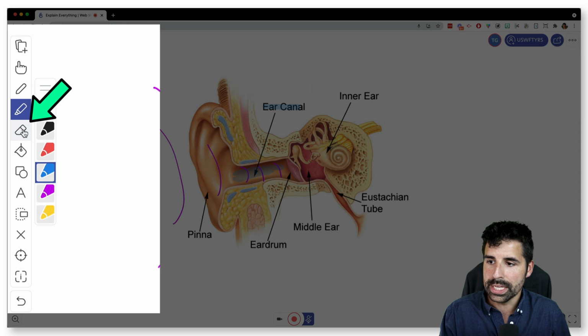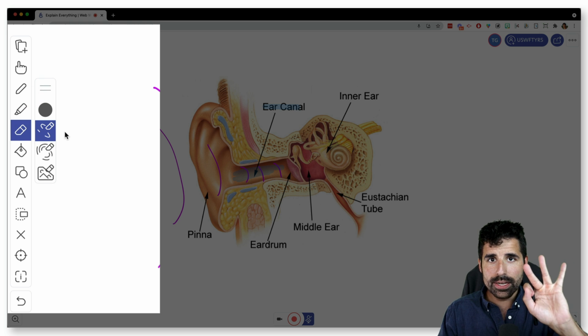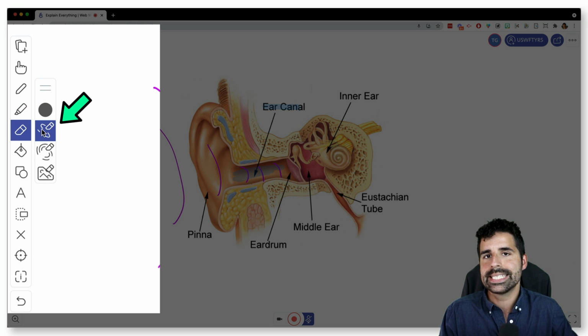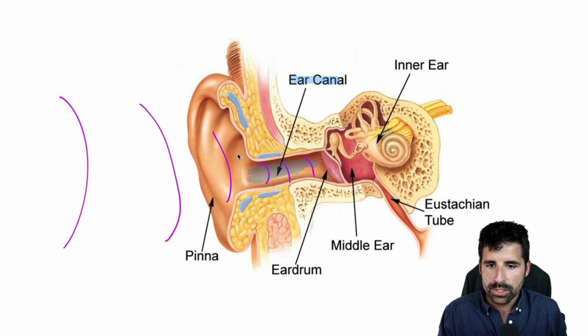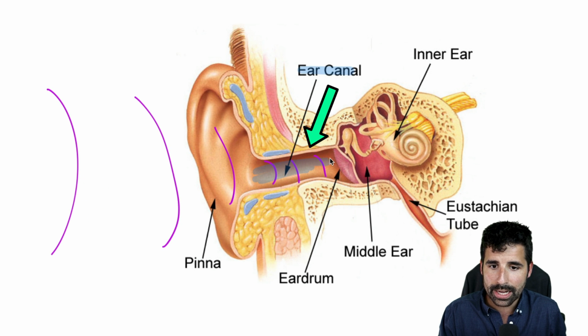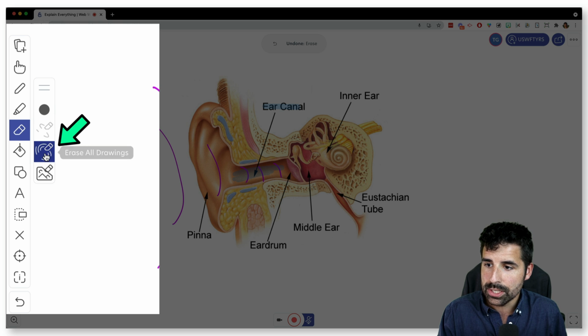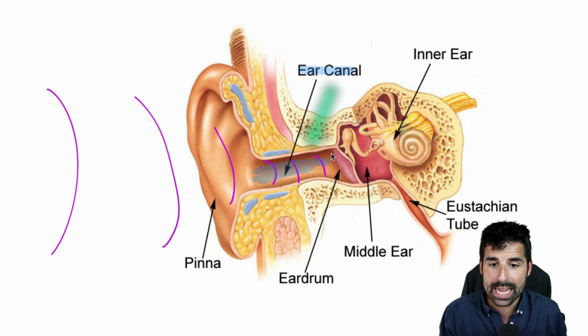Now, what's really cool is this eraser tool has 3 different modes of eraser. This first mode will erase the last thing that you drew. So notice that I drew the highlighter last, and so it's only erasing the highlighter. It is not erasing the pen from earlier. Let me undo that.